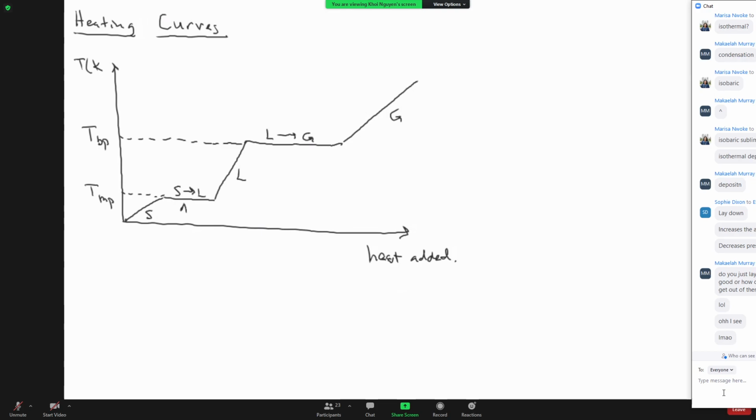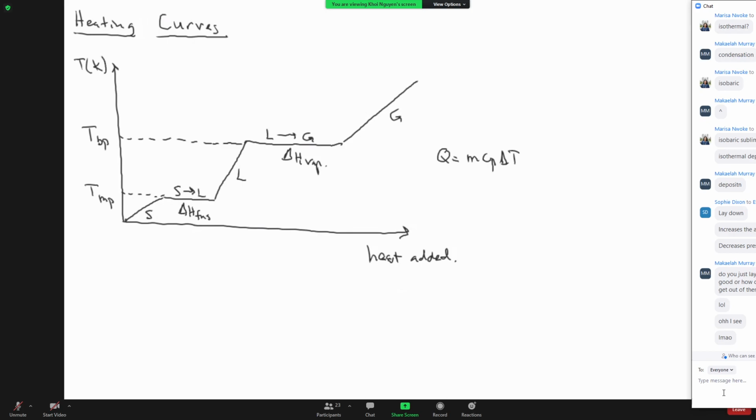Here we're applying delta H of fusion. Here we're applying delta H of vaporization. And for each one of the solid, liquid, and gases, we're applying Q is equal to mCp delta T, right? And if you want T by itself, you solve for it as a function of Q that you're adding to the system.